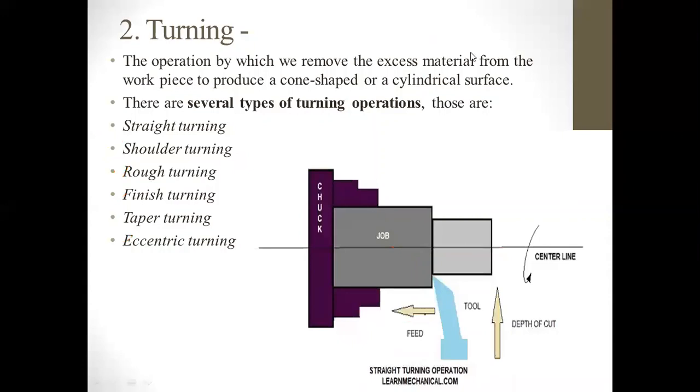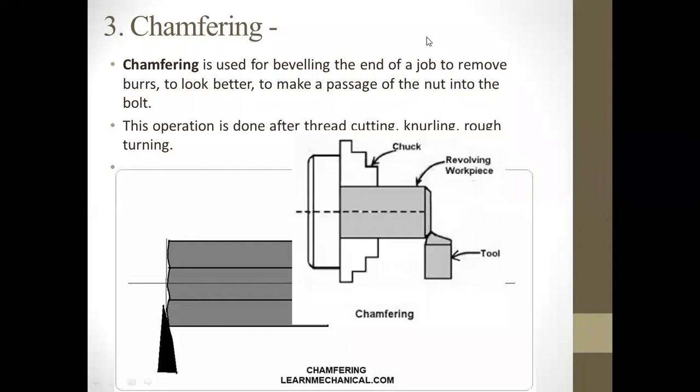Now see the next operation, which is the chamfering operation. In this chamfering operation, the material will be removed from the edges. Chamfering is used for bevelling the end of the job, to remove burrs, to look better, and to make a passage for the nut on the bolt. In this operation, the job will be fixed in the chuck, and like the facing operation, feed will be given perpendicular to the axis of the job. This is the third operation done on the lathe machine.